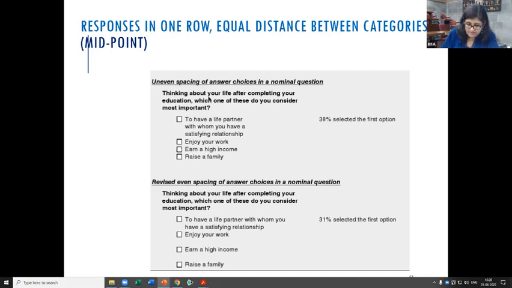Same thing here, and they have done an experiment. When the design looked like this, 38% more people selected the first option, because the first option looked very wordy, whereas the last 3 options did not have as much space between them. But when you space it out in this way, fewer people chose the first option, because now they got a chance to read all the options and then choose which was applicable to them.